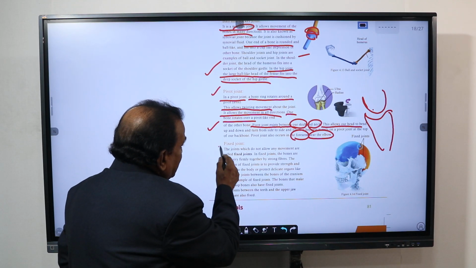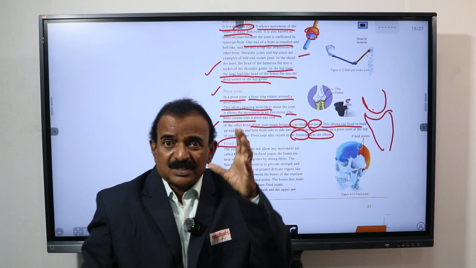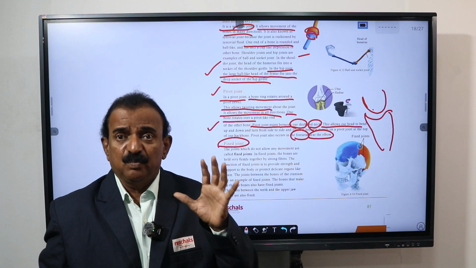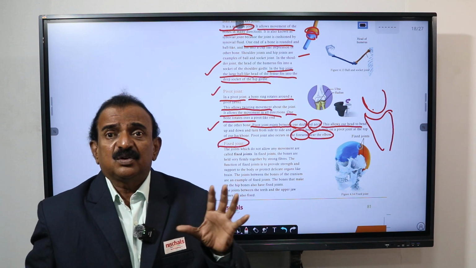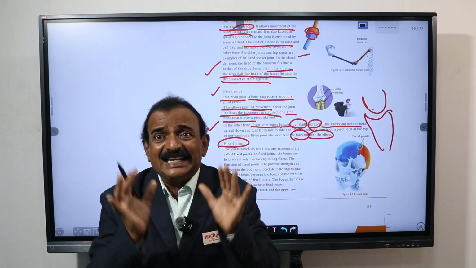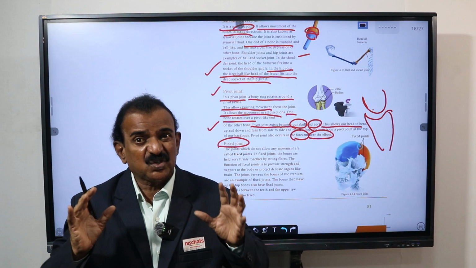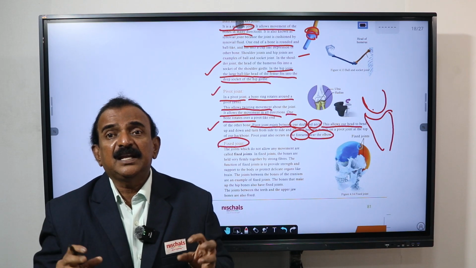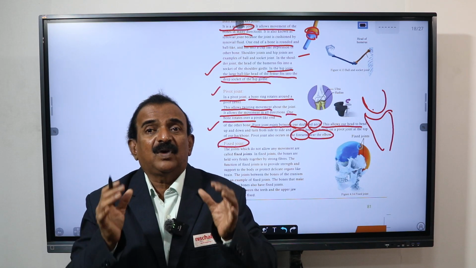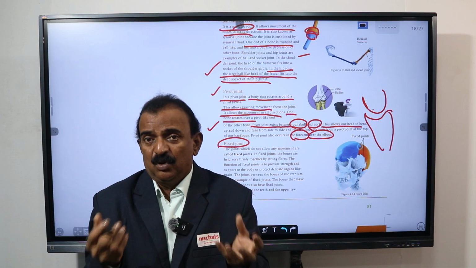Now you need to understand about fixed joints. Already we discussed what fixed joints are. The skull is made up of 22 bones. Out of these 22 bones, 8 bones form a structure called the cranium, and they are flat bones and very strong. This cranium helps protect the brain. The remaining 14 bones are called facial bones.